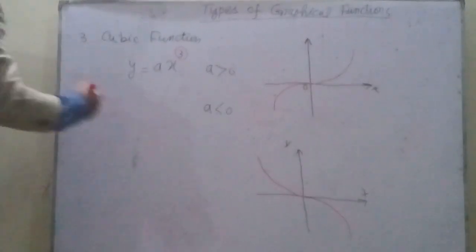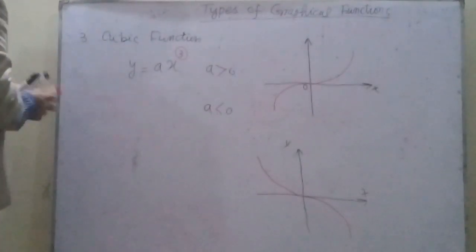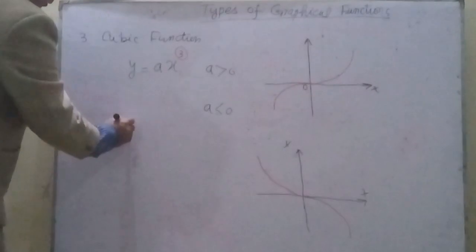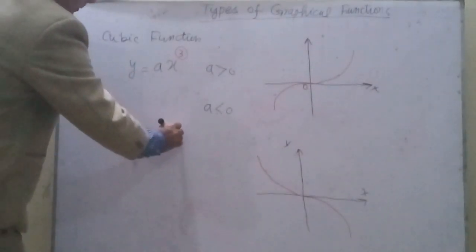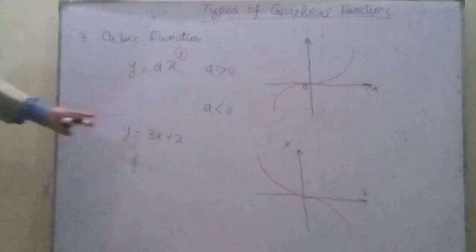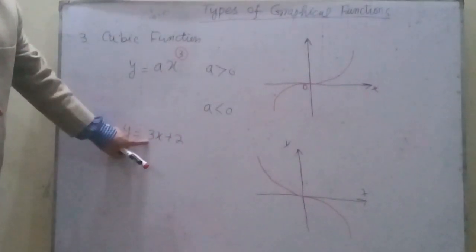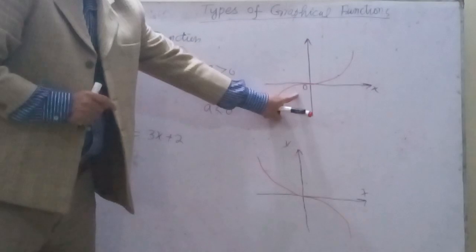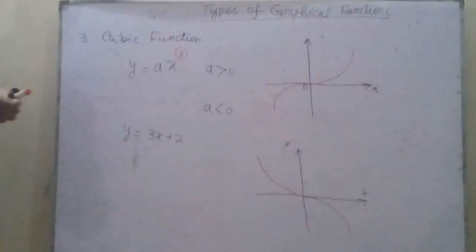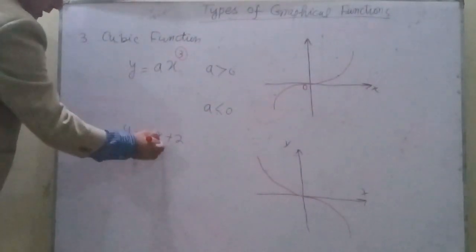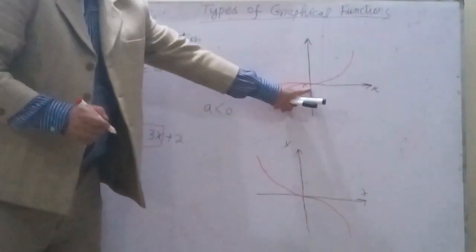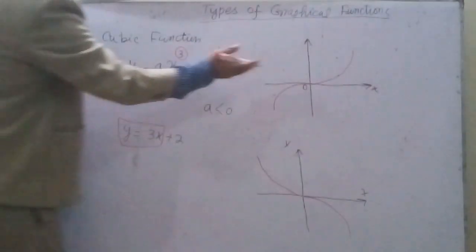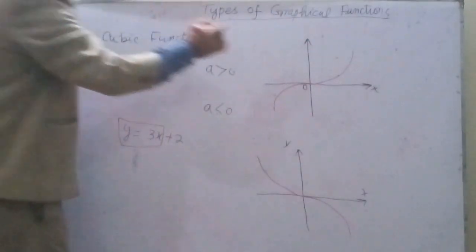Okay, what if we have a function like y is equal to 3x cubed plus 2? This 3 is positive, so we will have a graph that looks like this. This is the parent function, y is equal to 3x cubed, and the graph of this looks like this. Just by adding this 2, the graph will shift 2 steps upward.